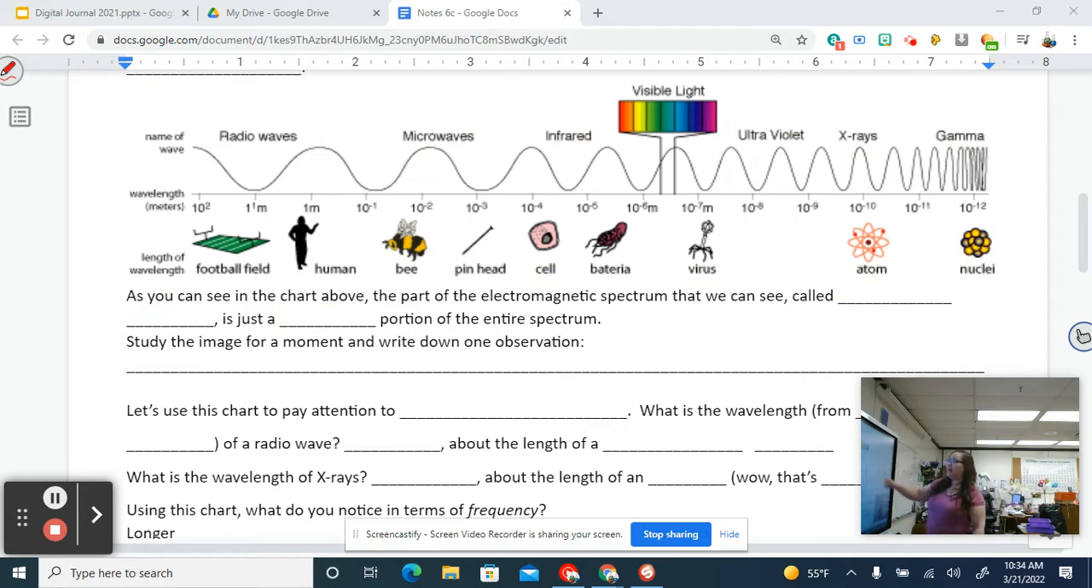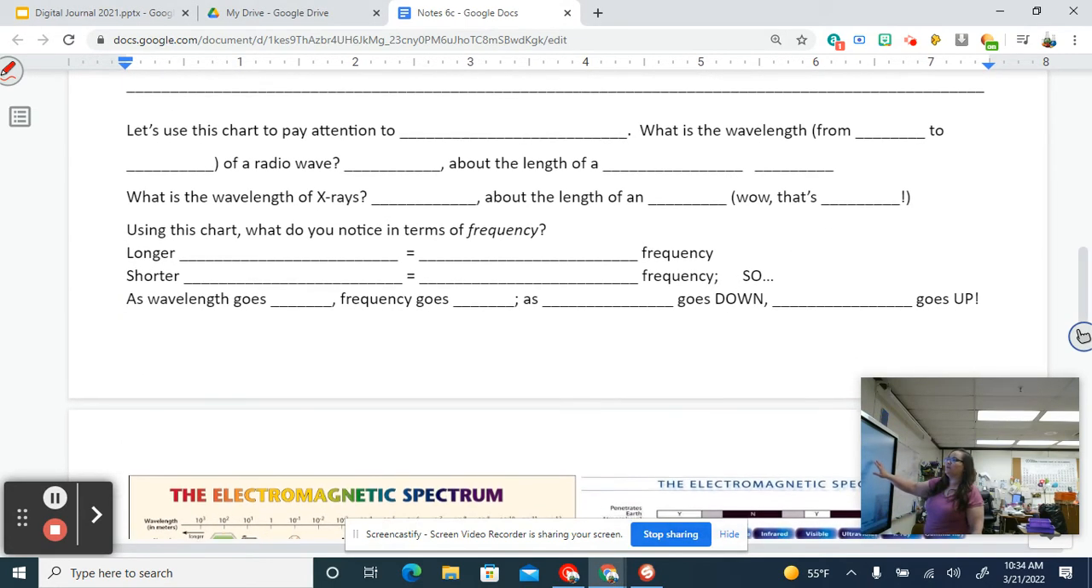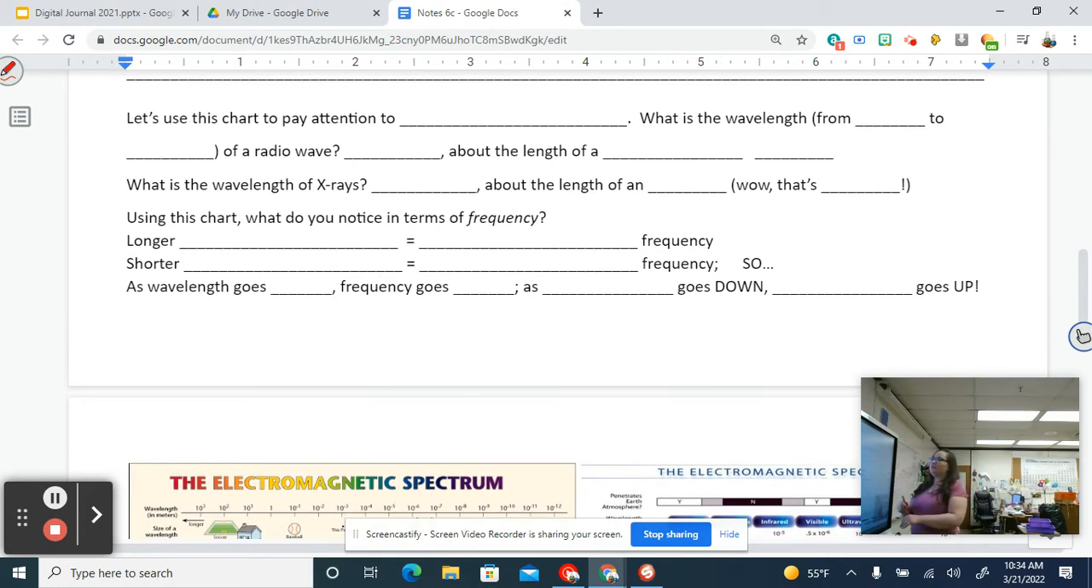And you're going to work on that. You're going to pause and work on that, but I'm going to move on. So we're going to use this chart to pay attention to wavelength. So what is the wavelength? How do we measure wavelength in a transverse wave? From crest to crest or trough to trough.